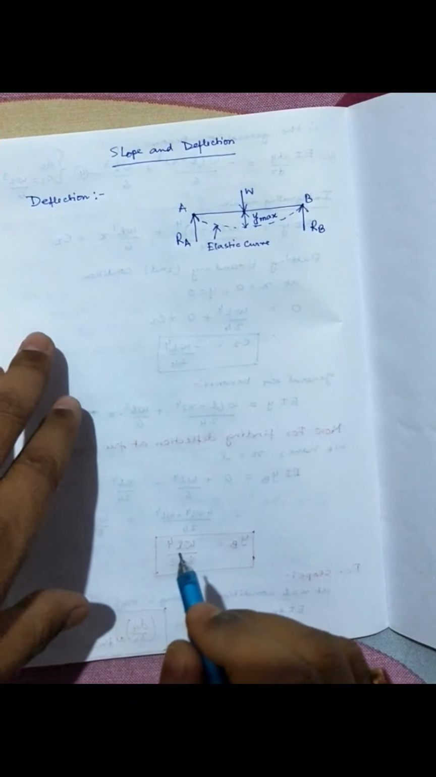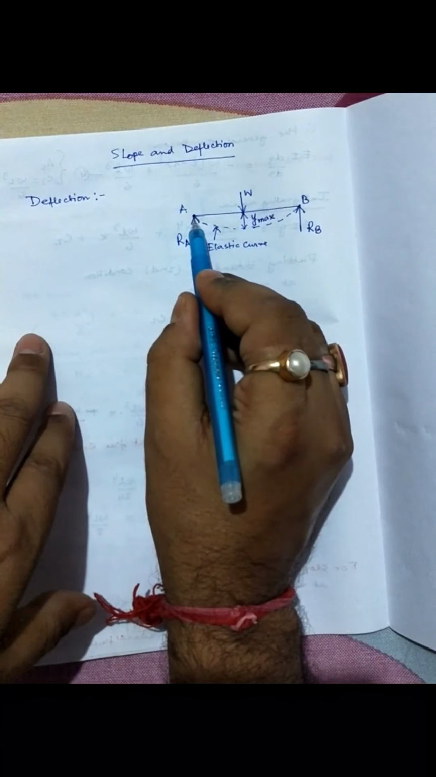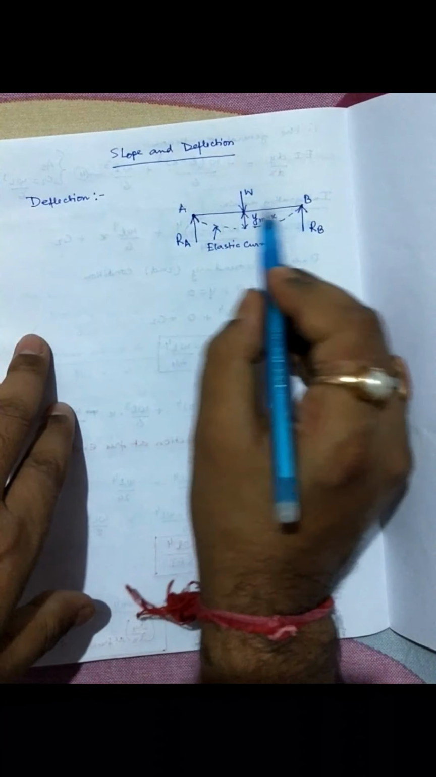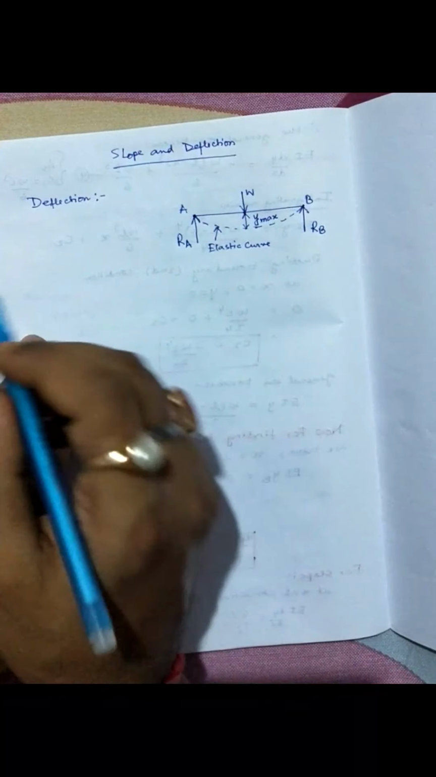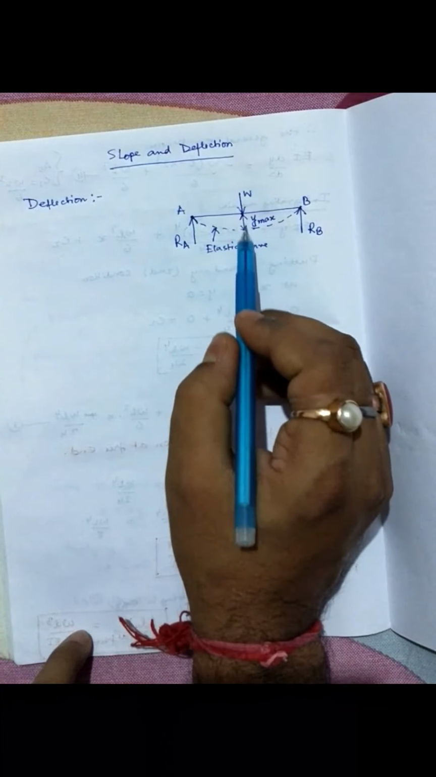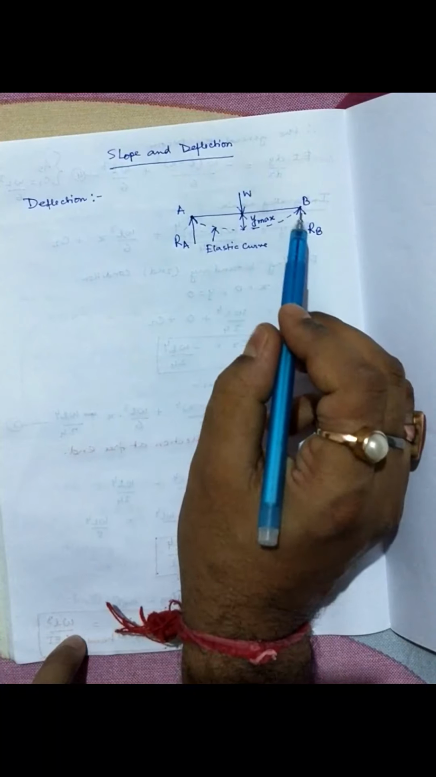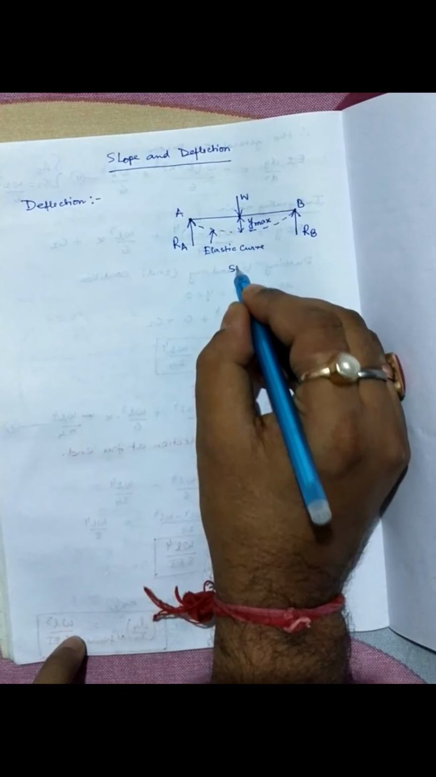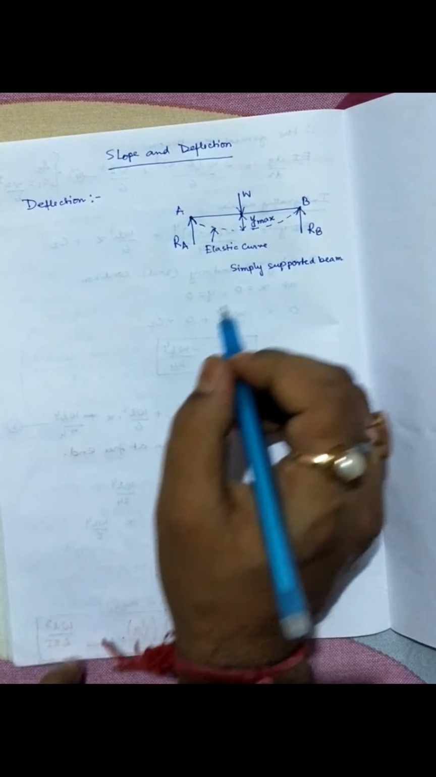Similarly, at point A and point B there is no deflection, because these are the two support points. Therefore at point A and point B the deflection is minimum. Keep in mind that in this case the maximum deflection takes place at the midspan, in the case of a simply supported beam where the load is applied at the middle of the span.